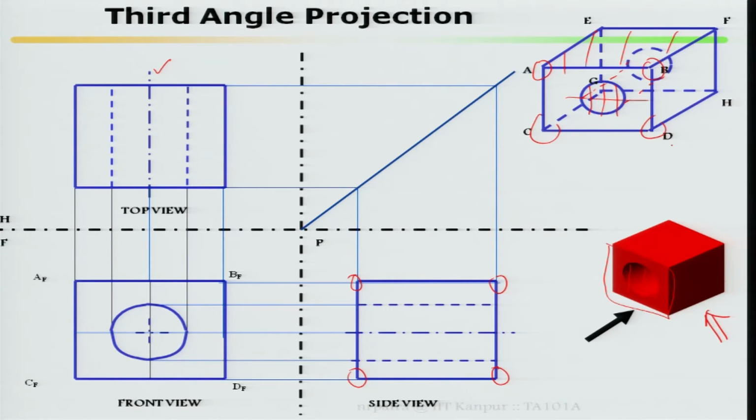Rear face will come into the picture because this will merge with this. Then once the rear face is there, AE is merging, then EF is coming. Similarly, FF is coming, GF is coming, HF is coming. In a similar way you have to mark your top surface, and in a similar way you have to mark your profile or side view. This completes your third angle projections.